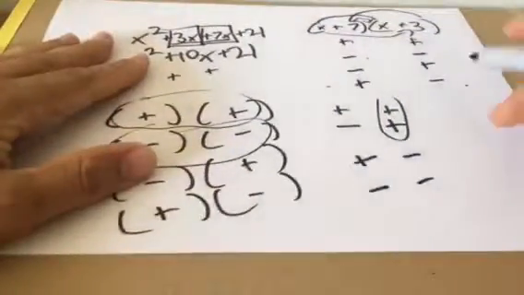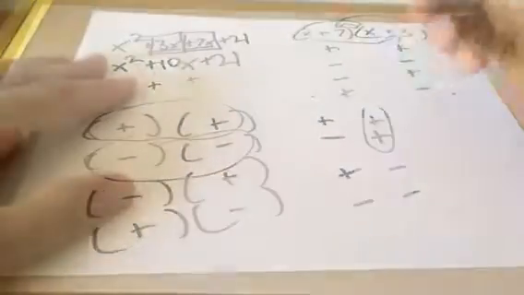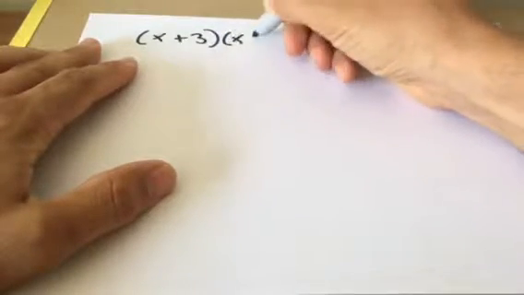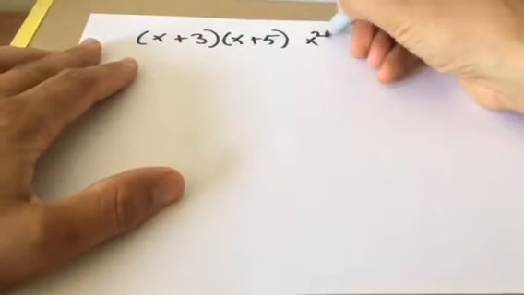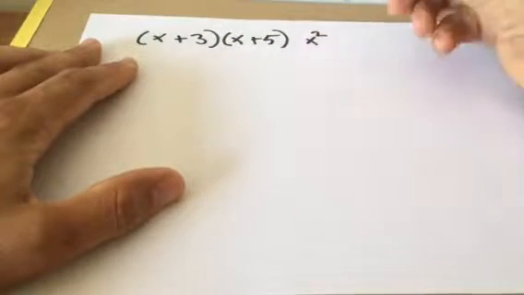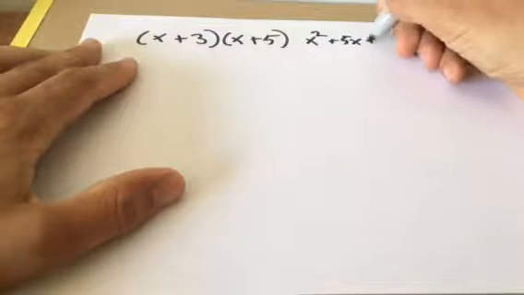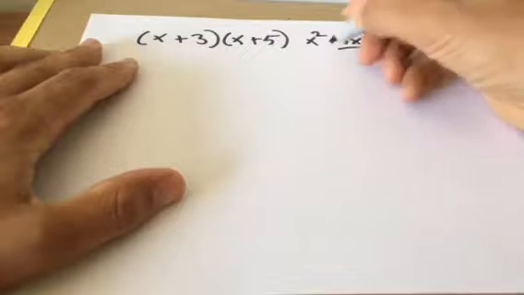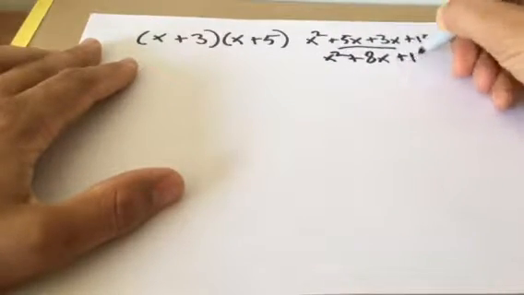Anyways, to give some different kinds of examples, we've got x plus 3 times x plus 5. We do our first, x squared, our outside, 5x, our inside, 3x, and our last, 15. Combine like terms: x squared plus 8x plus 15.